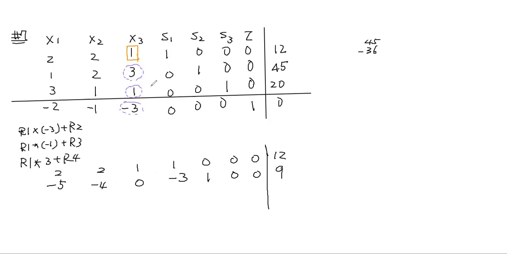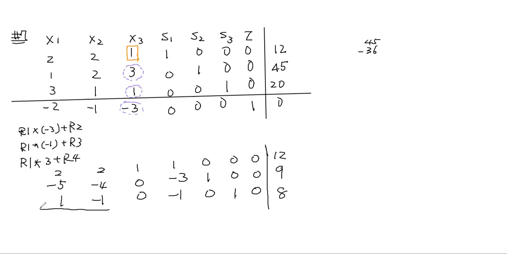Now in here, I need to times negative 1 and move down. So negative 1 times 2 is negative 2, add 3 is 1. Negative 2 plus 1 is negative 1. So this is 0, and this is negative 1. Nothing changes here. Negative 1 times 12 is negative 12, add 20 is 8.